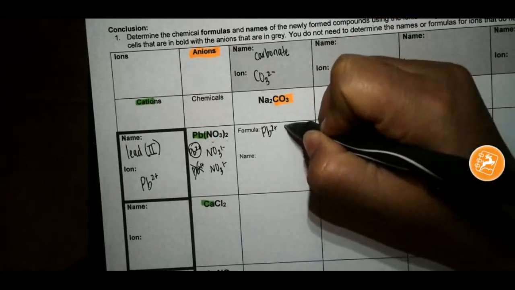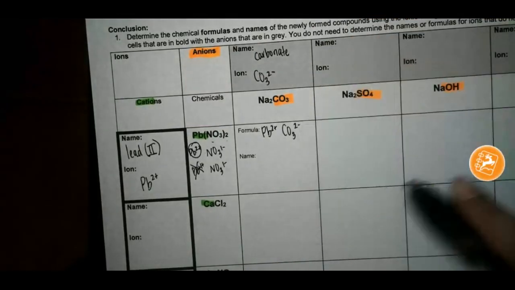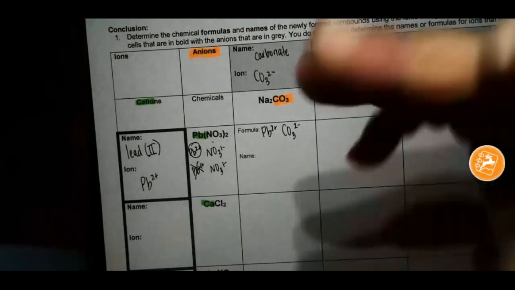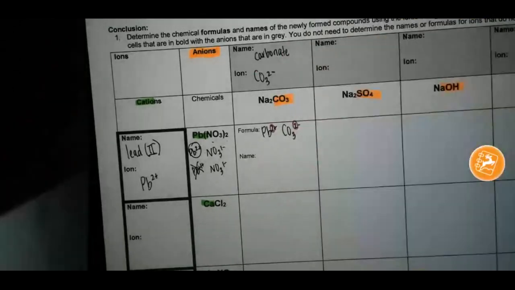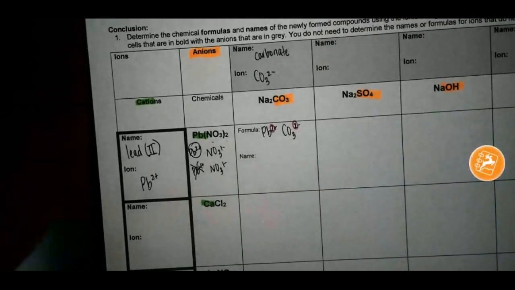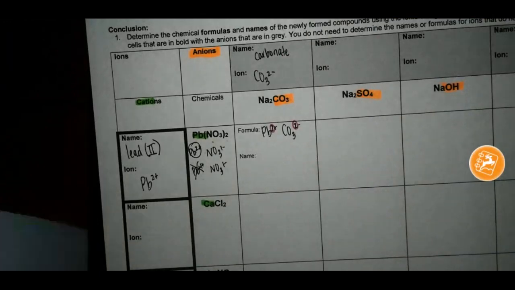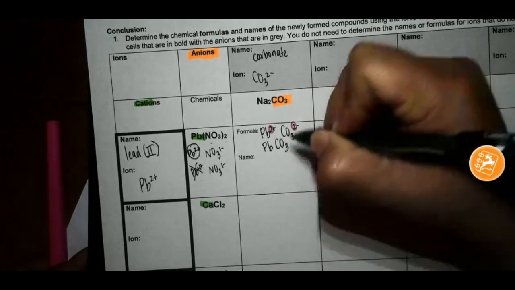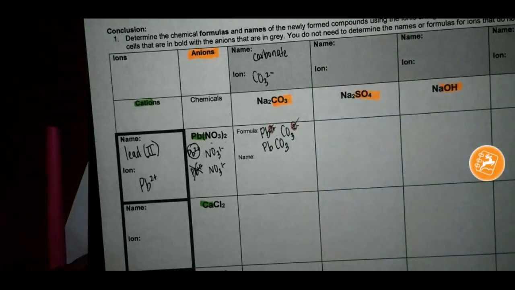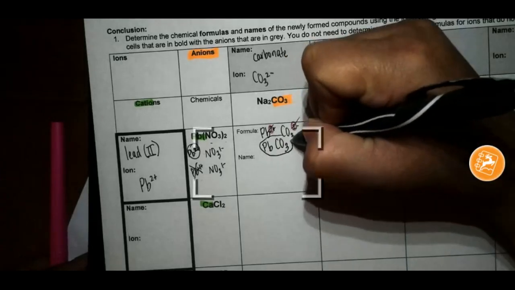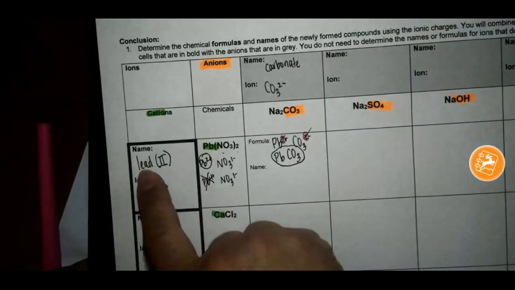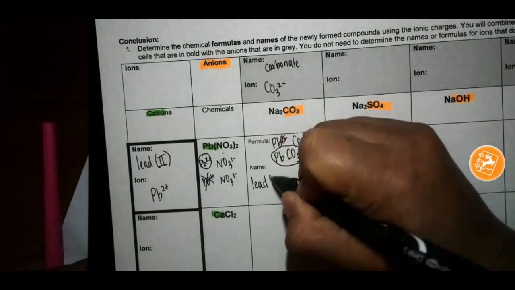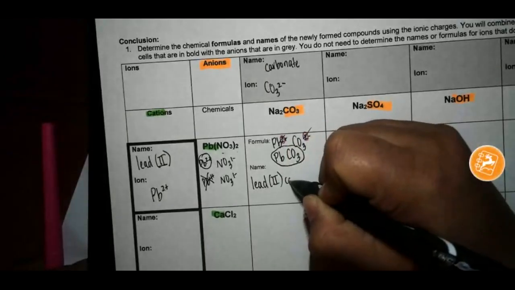Pb2+, CO3 2-. I know from chapter 7, because this is a lab from chapter 7, these are what I would highlight, and then I go ahead and rewrite everything that isn't highlighted or a charge, leaving a little space. 2+ and 2- cancel, so that is my formula. And the name of this would be the first part of the name, the cation, then the anion, so it'd be lead, Roman numeral 2, carbonate.